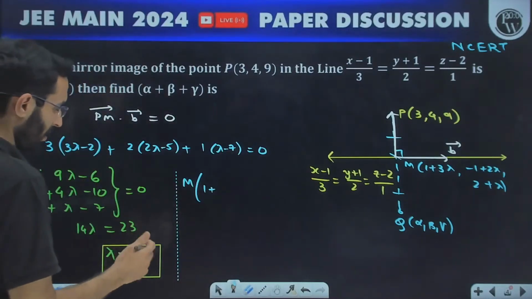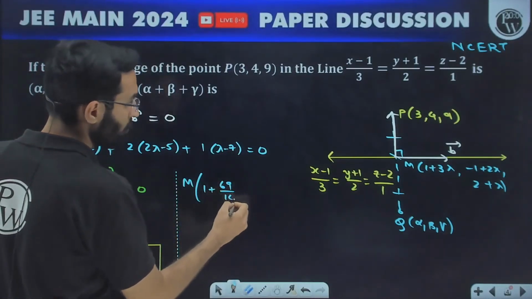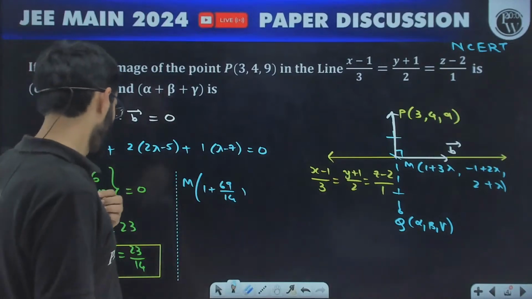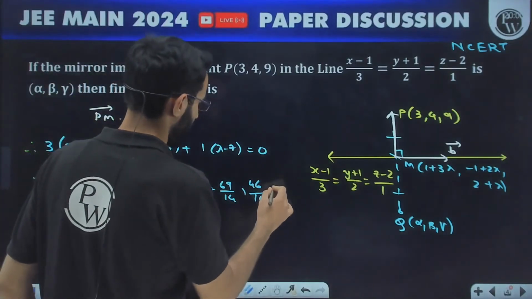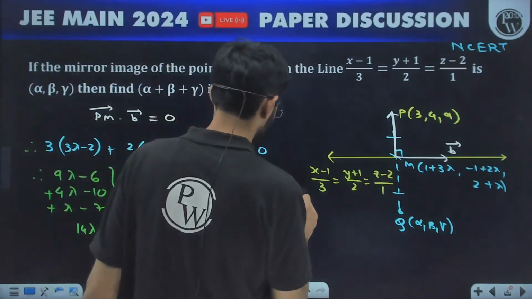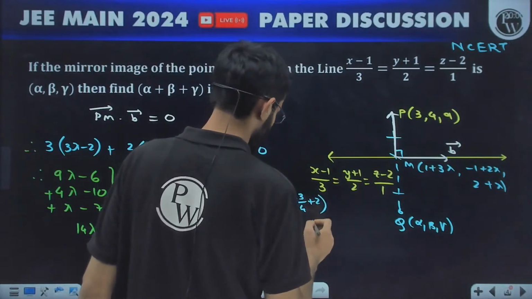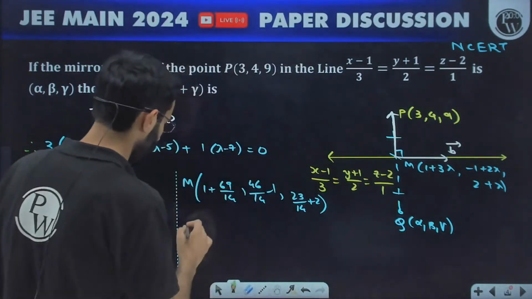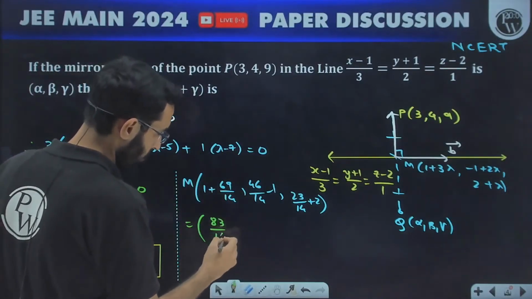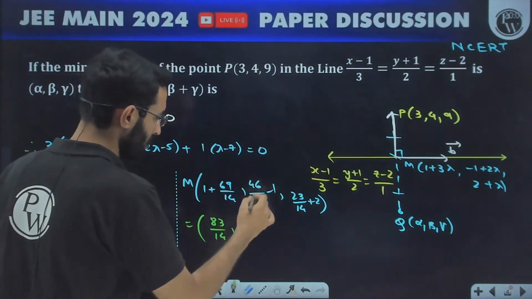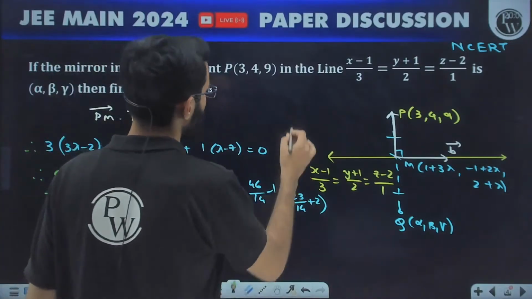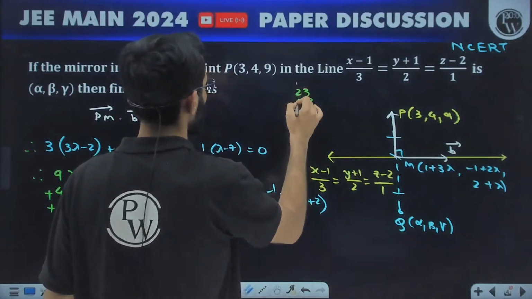So 23, 3 times 23 is 69, by 14. 2 lambda minus 1, 23 twos are 46 by 14 minus 1. And in the end, 2 plus lambda, 23 by 14 plus 2. If I simplify further, it will become (14 plus 69)/14, comma (46 minus 14)/14, comma (23 plus 28)/14.